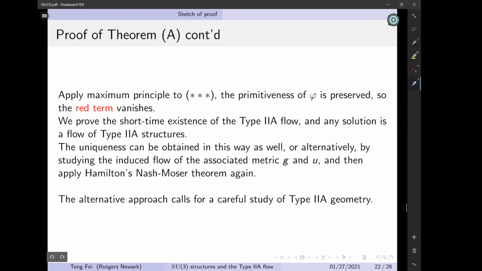But alternatively, later we need to study the induced flow of the metric G and U to get the estimates. So we can also prove the uniqueness by applying Hamilton's Nash-Moser theorem to the induced flow of G and U. But this alternative approach calls for a careful study of the type IIA geometry.